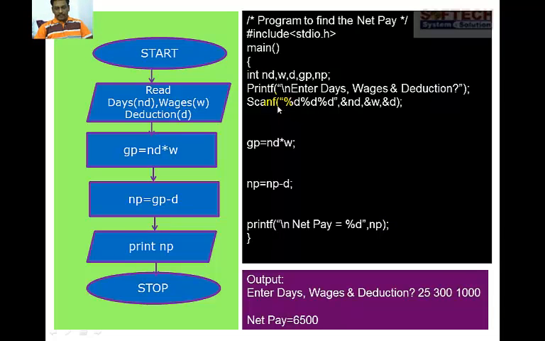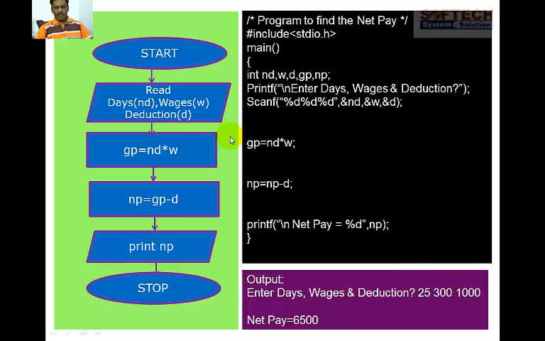Then scanf, and that scanf is to get the input for ND, W, D. So we want to get input through the keyboard from the user, just like 25 for ND, 300 for W, 1000 for D. So at the time of program execution, it displays something like "enter days, wages and deduction", and then it is ready to accept 3 values. The first value for ND, second for W, third one for D.